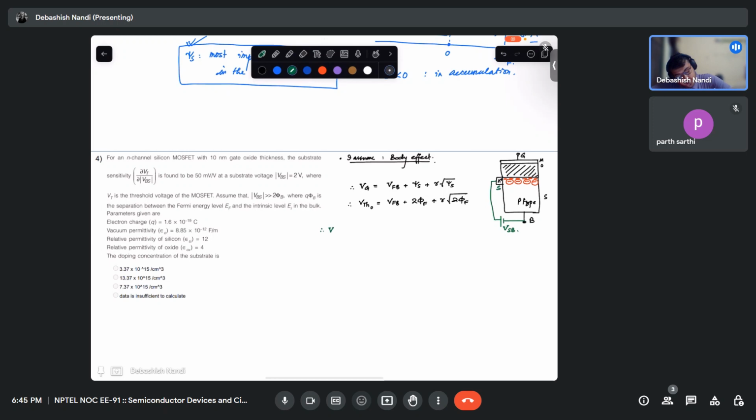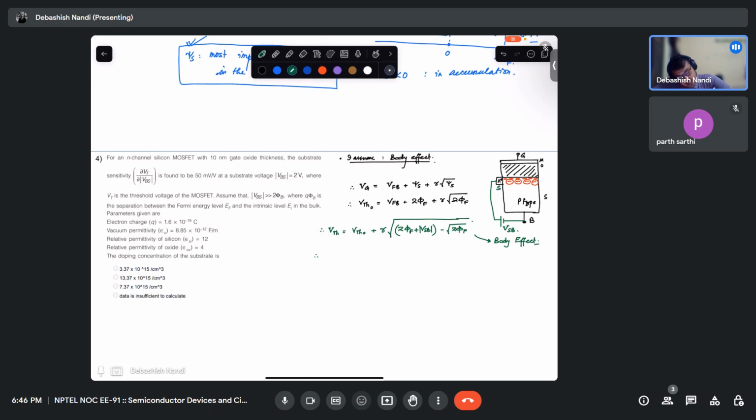So your new VTH would be your VTH 0 plus your gamma root over 2 phi f plus VSB minus root over 2 phi f. This I am assuming you know. Okay. And if you do not know, please go back to the lectures, because I need to cover almost 4-5 problems in 15 minutes. So this is from the point where the professor has discussed body effect.